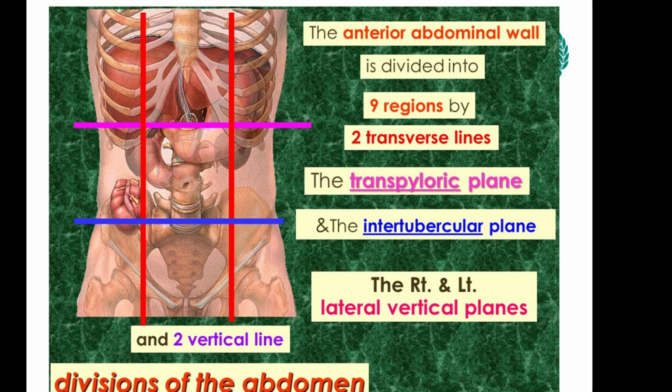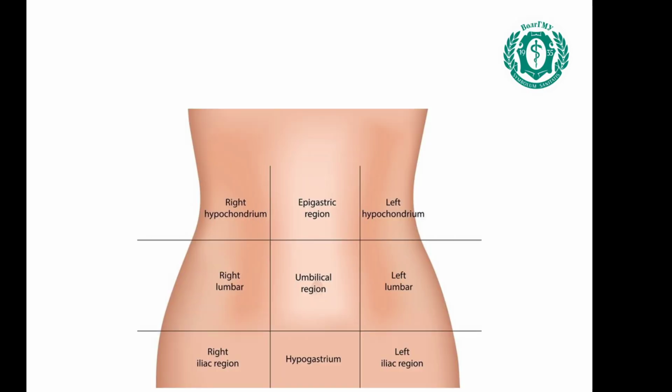This illustration demonstrates that the anterior abdominal wall is divided into 9 regions by 2 transverse lines: the transpyloric plane and the intertubercular plane. There are 9 regions, and among them 3 paired regions and 3 unpaired. The names of those regions.